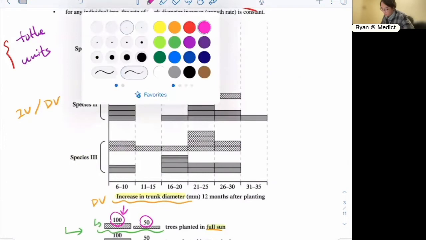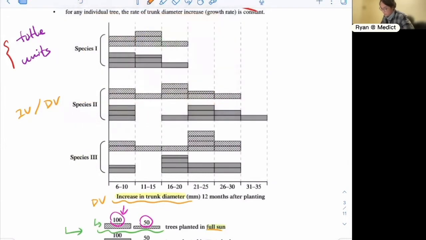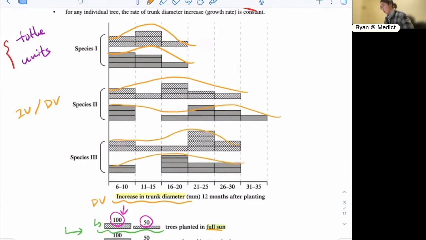If I were to draw a sort of a distribution curve for these species, then species 1 is probably going to look like this, look like that, right? And species 2 is probably going to look like this and that. And species 3 is this and this.